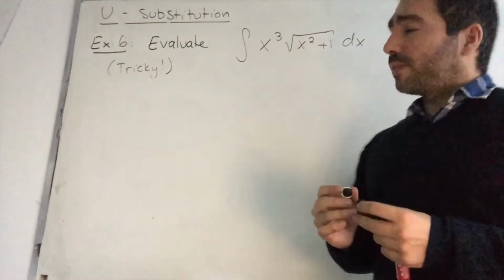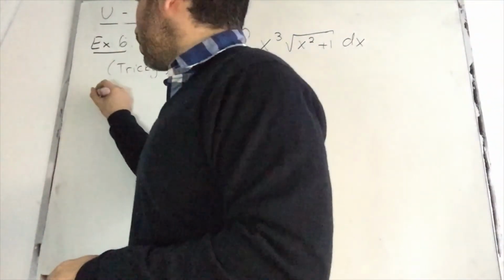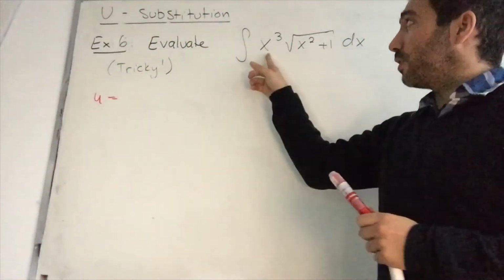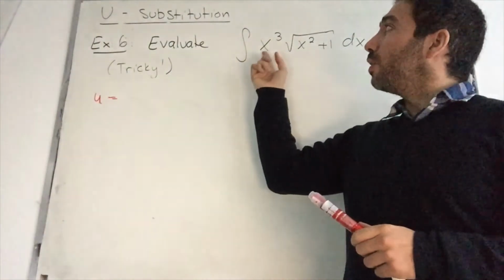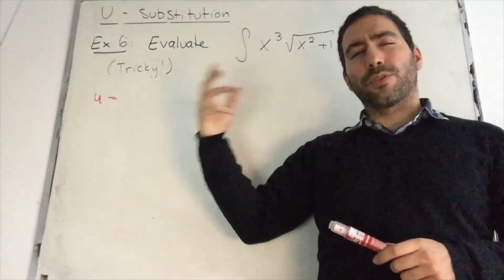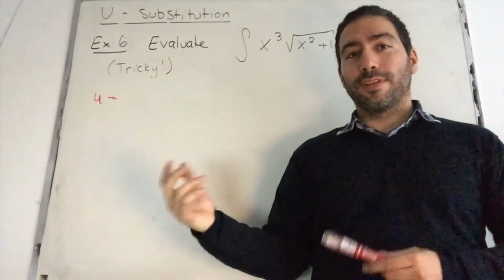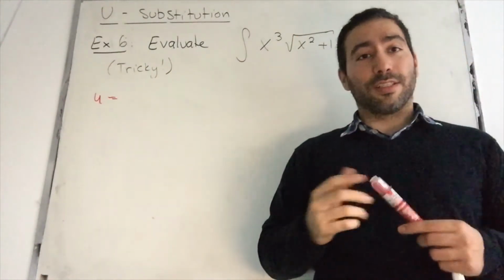So what's difficult about this is identifying what the u is. Were you able to figure out what your u is equal to? Well, the two candidate options I think are x cubed versus x squared plus 1. What's inside the root or what's on the outside? Well, what's the derivative of x cubed? It's 3x squared. Is there an x squared in here? Yeah, but it's inside the root, so that's an issue. So x cubed actually in this case doesn't work.